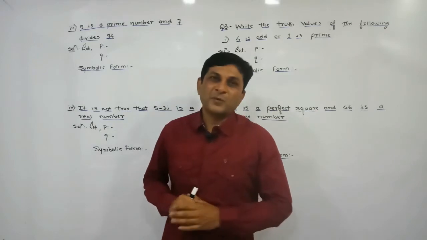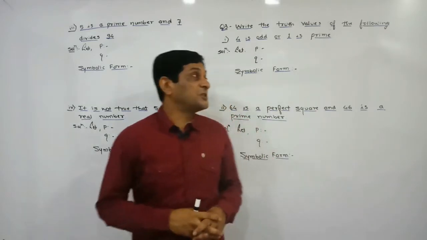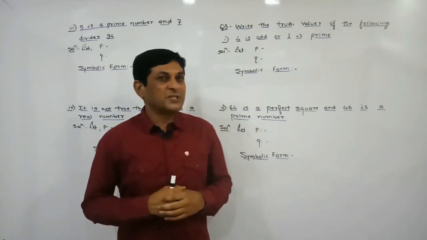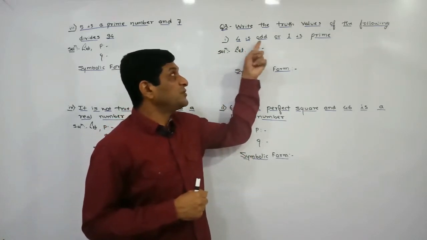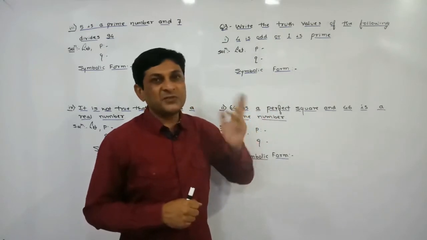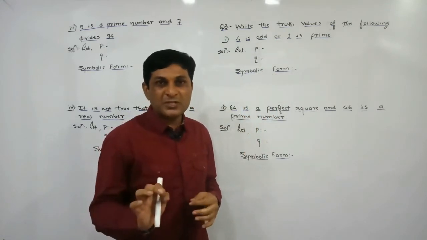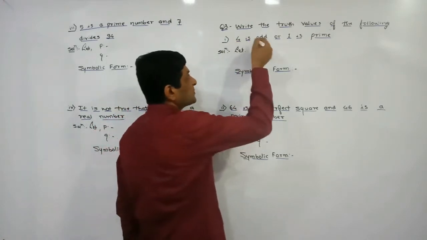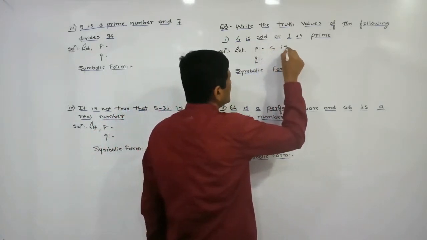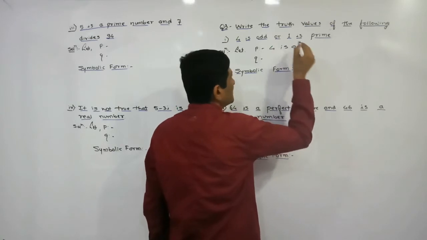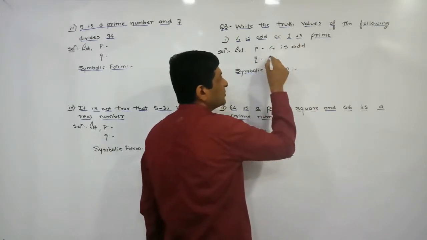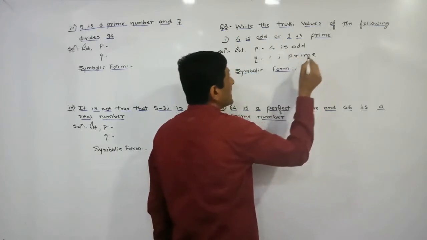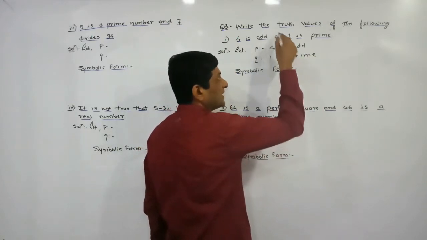Now we are solving question number 3. In this question we have to write down the truth value of the given statement. So observe the first statement here: 4 is odd or 1 is prime. In this case, the two parts are connected by which logical connective? Or. So let us denote the first part by P. What is the first part here? 4 is odd. And the second part we denote by Q, that 1 is prime. These two parts are connected by the logical connective or.